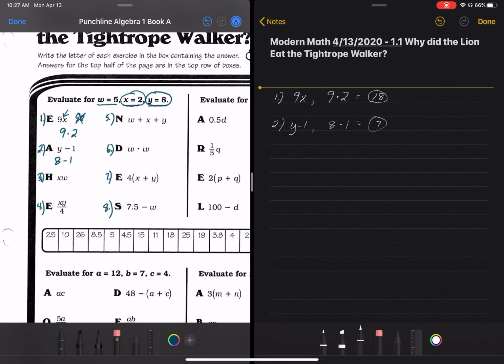All right. One that looks kind of more difficult. Let's do number 7. If you're doing it, you're going to keep going down, 3, 4, 5, 6, and I will do 7. So 7 says 4 parentheses x plus y close parentheses.